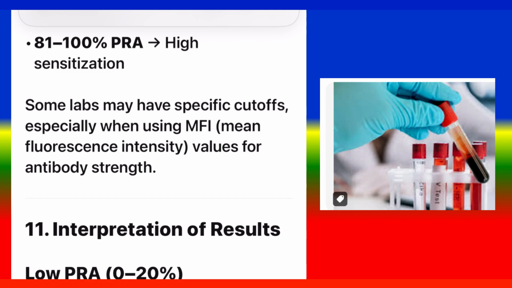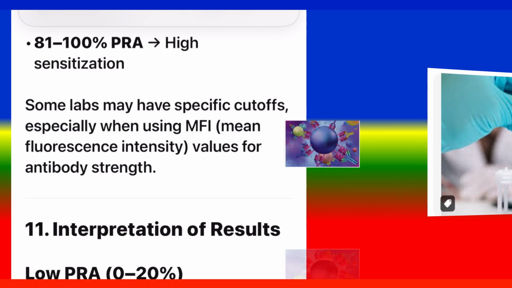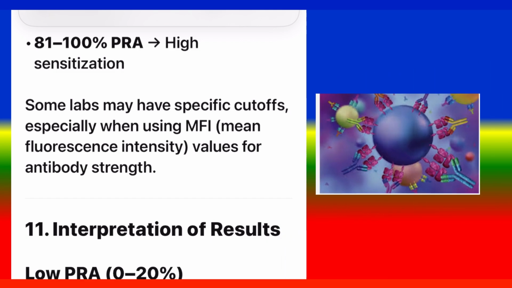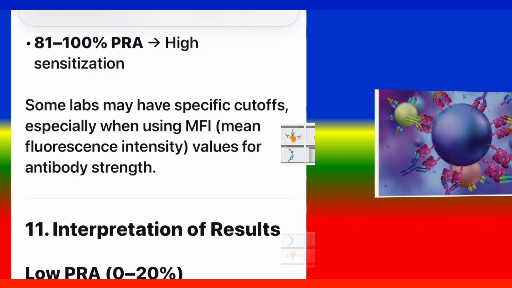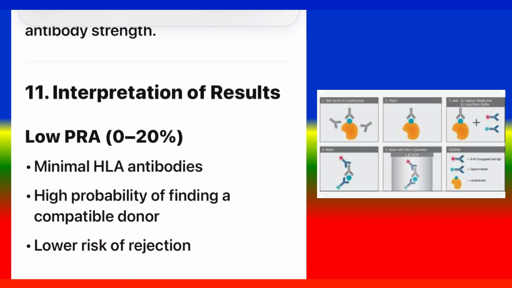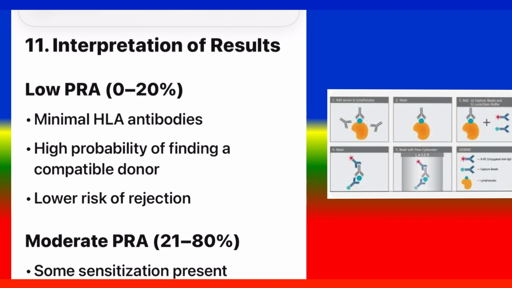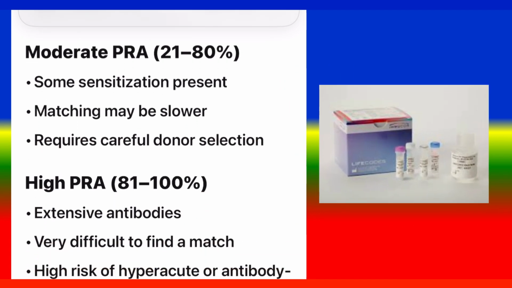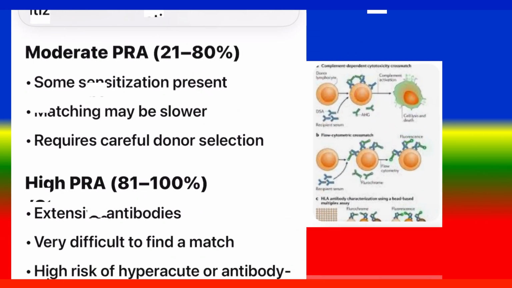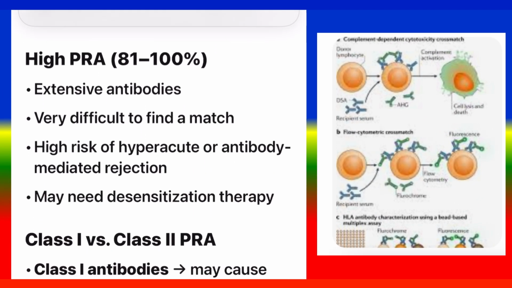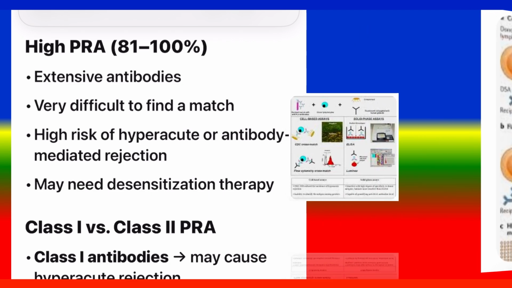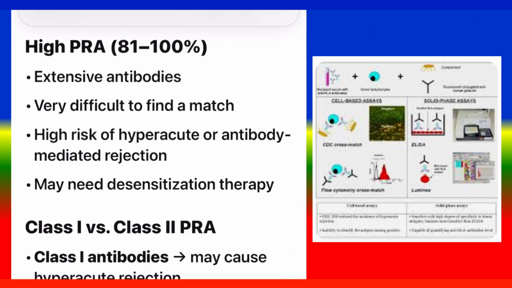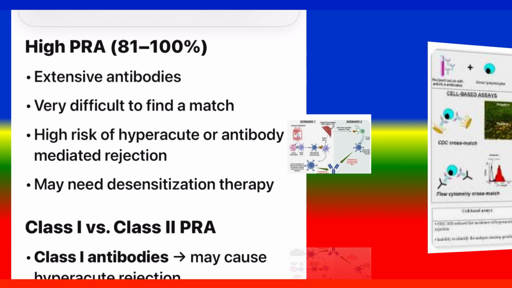Some labs may have specific cutoffs, especially when using MFI, mean fluorescence intensity, values for antibody strength. Number 11. Interpretation of results. Low PRA, 0 to 20%: minimal HLA antibodies, high probability of finding a compatible donor, lower risk of rejection. Moderate PRA, 21 to 80%: some sensitization present, matching may be slower, requires careful donor selection. High PRA, 81 to 100%: extensive antibodies, very difficult to find a match, high risk of hyperacute or antibody-mediated rejection, may need desensitization therapy.